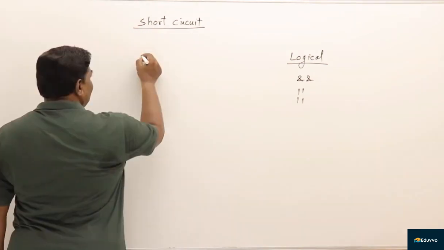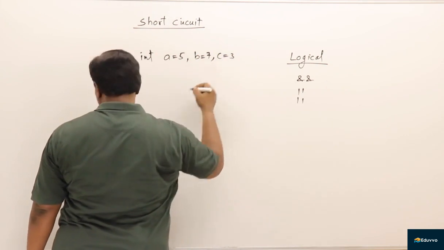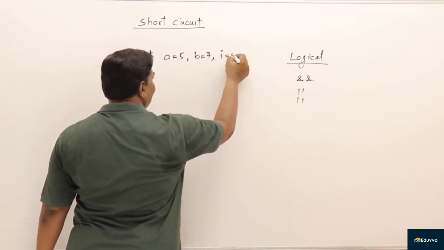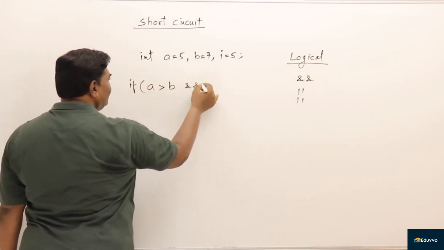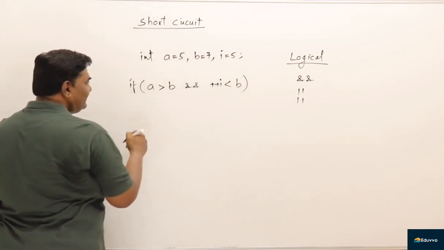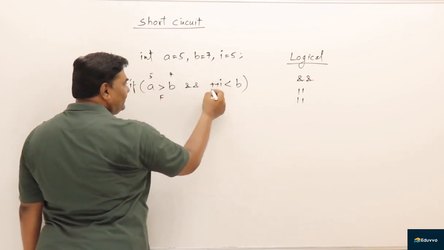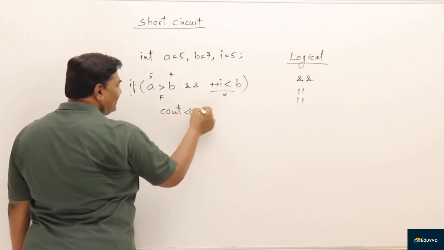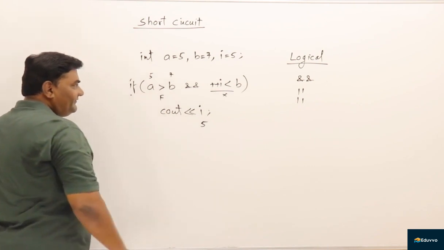I'll take one example and show you. If I have three variables, A is 5, B is 7 and C is 3, and I is 5. If I say if A is greater than B and ++I less than B, then let us see. This is 5 and this is 7, so this is false. So it will not check this condition. After this, if I print cout I, what will be the value of I? When this is not performed, ++I will not be done. So I remains 5 only and the result will be 5.